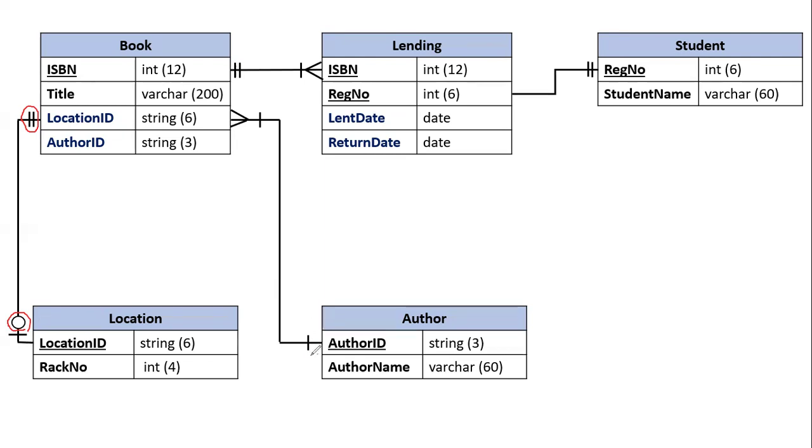So in this relationship, one author, one or many books. Here, one or many. For one author, one or many books. Right, so using these notations, we can indicate the relationship or the depth of the relationship.